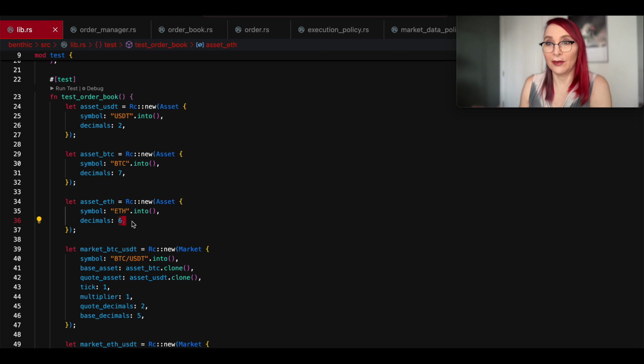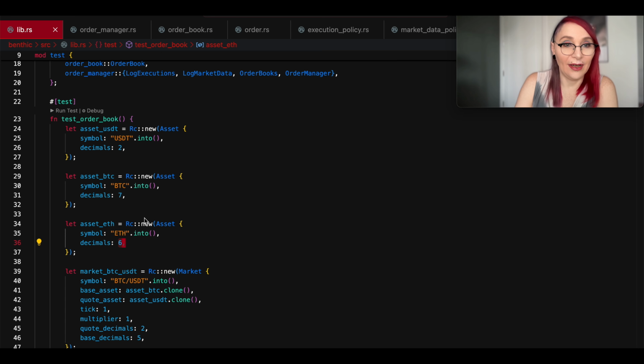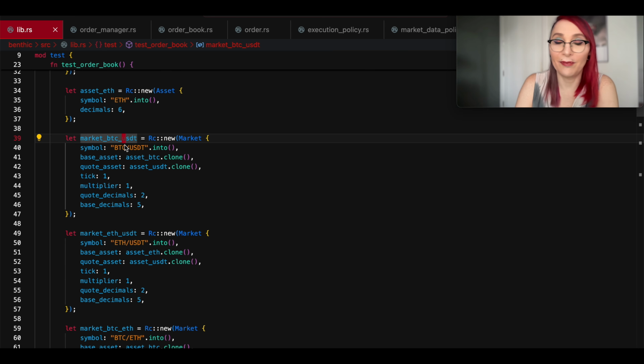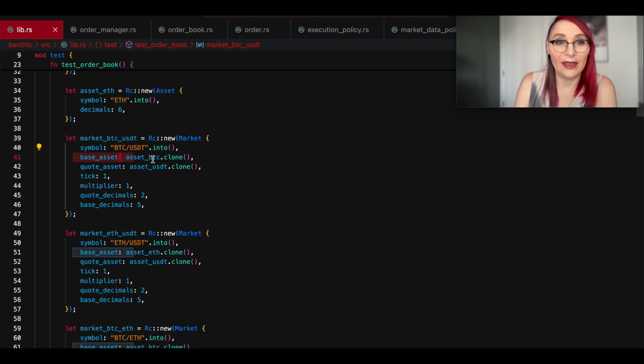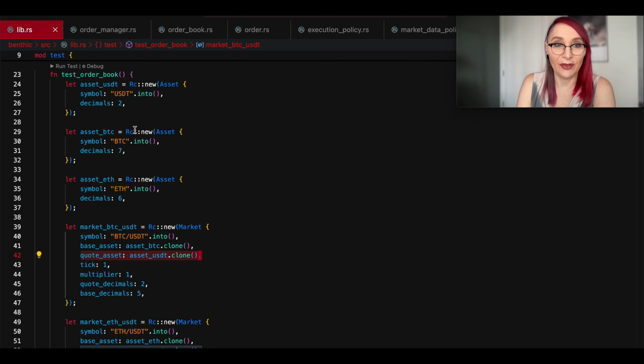So Ethereum is kind of a magnitude less than Bitcoin in terms of price, okay? And then we have markets defined. So a market is, for example, buy and sell Bitcoin for dollars, right? So we say there is a base asset, in this case it's Bitcoin, and there is a quote asset, in this case it's dollars, okay? So I have those assets defined here, so I have dollars, Bitcoin, and I'm just saying that a market consists of the base asset and quote asset. And if I want to know the symbol, I will say base asset dot symbol, okay? And this is very useful because then I can say base asset dot decimals, okay?